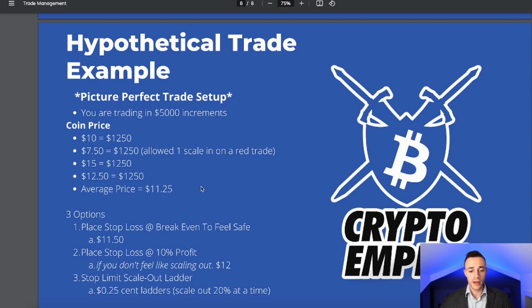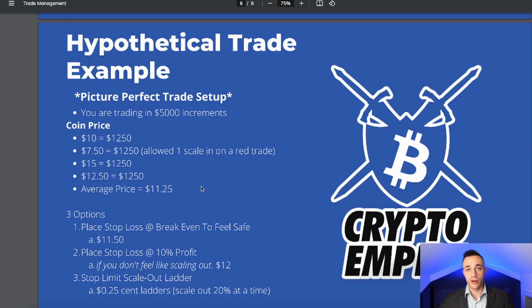Option number two, again, if you don't feel like scaling out, is you would put your stop loss at a 10% profit. So let's say you don't feel like putting in the stop limit ladder. You're feeling lazy that day or whatever. You don't want to put in the work of just setting up your orders. It's so simple to do, so there's really no excuse, but nonetheless, you don't feel like scaling out that day. So you put your stop loss at $12 and you say, if price comes back down to $12, I'll take my 10% profit and I'll just wait for the next opportunity to get back into the market with this trade. That's fine. That's option number two if you choose to do that.